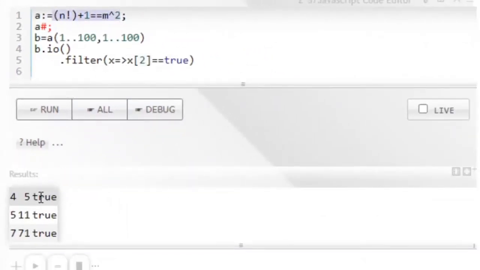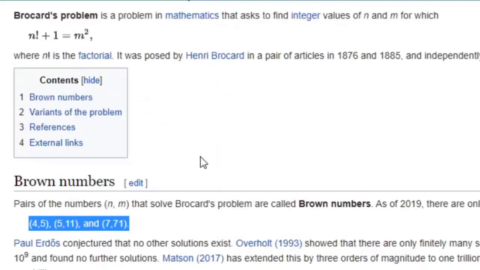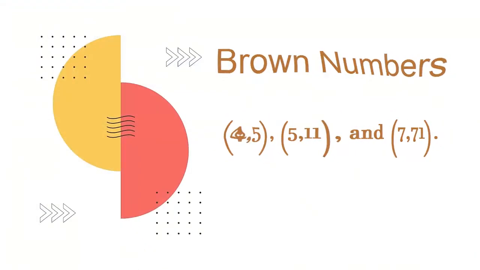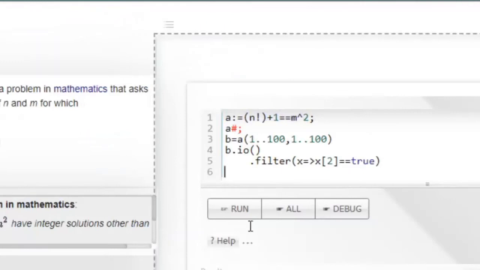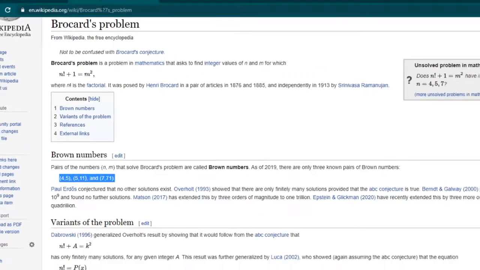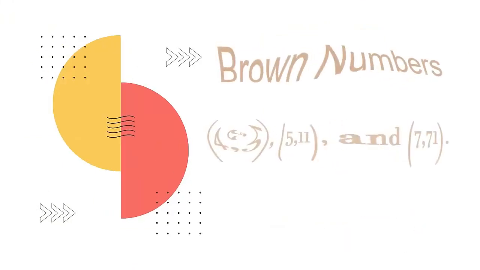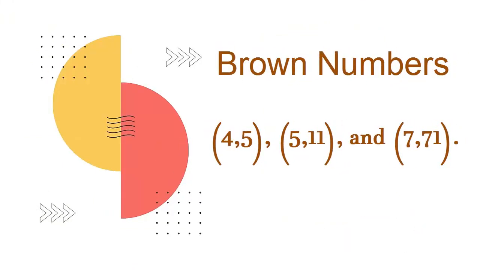So you can see that the answer is 4, 5, 11 and 7, 71, and that's basically what the Wikipedia page says. So we also found the Brown numbers, and these are the solutions. Interestingly, as per the conjecture that Paul Erdős has suggested, no other solutions exist other than these three pairs in all of the number space.